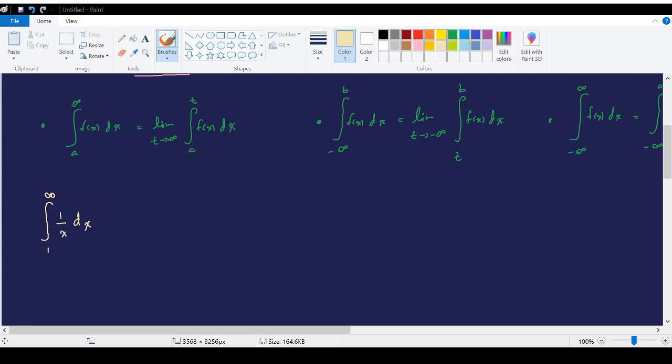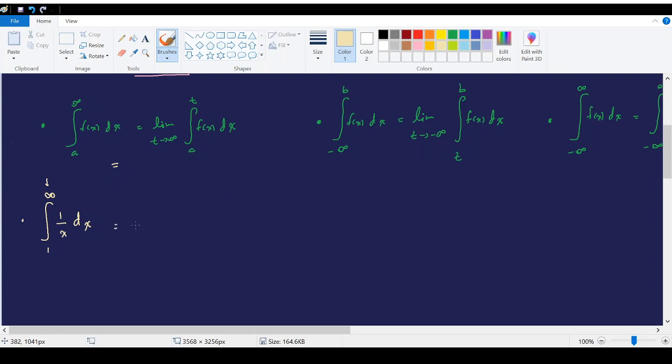Let's do some examples related to the improper integrals now. We'll start with the integral of 1 over x from 1 to infinity. Since we have an infinity in the upper limit, we can call it an improper integral type 1. And how do we solve these types of integrals? By this formula as I described in the previous video, right?